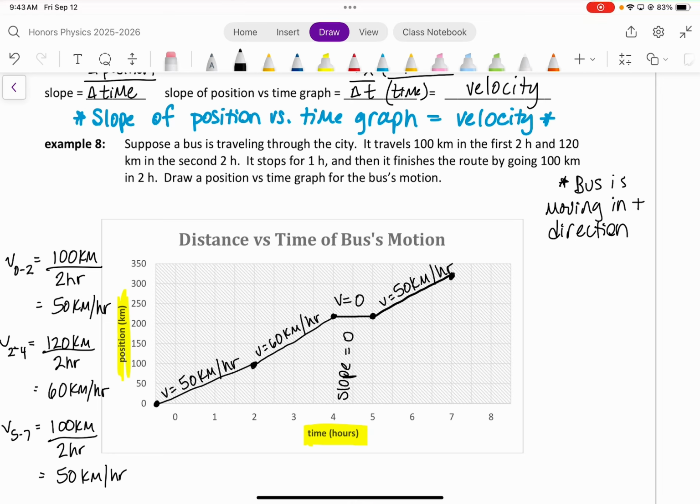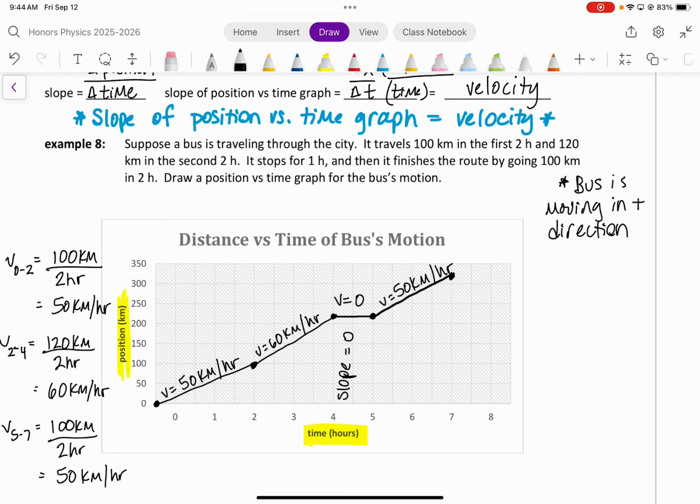So is the bus moving forward or backwards? Well, this is a puff, puff, positive slope from 0 to 2 hours, so it's moving forward. Now, what happens from 2 hours to 4 hours? Well, guess what? Do you see how my slope becomes more steep?